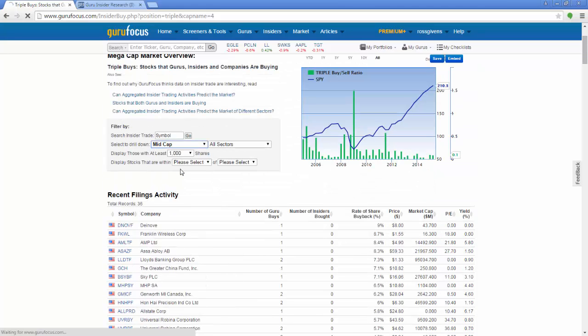Let's look and see what's in the mid-cap area. And when you're looking at gurus buying, generally you're going to find fewer of the small and mid-cap stocks, right? Because these guys are managing billions of dollars. They don't buy nearly as many small, micro, and mid-cap stocks as they do large and mega-cap stocks.